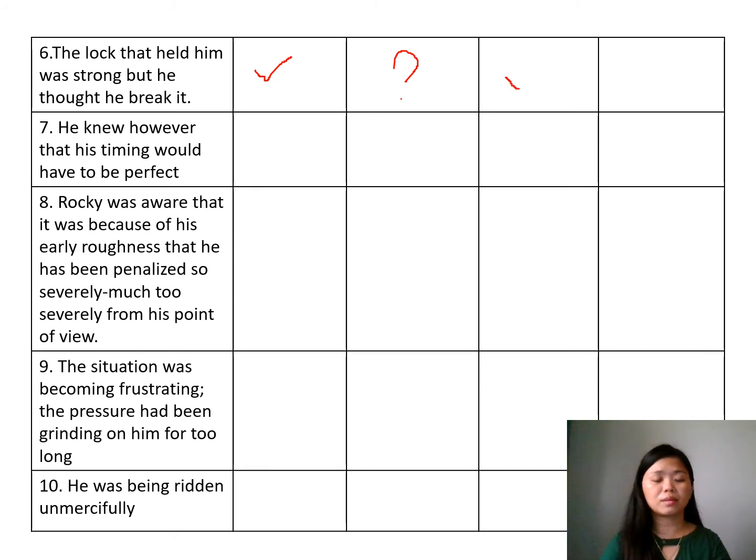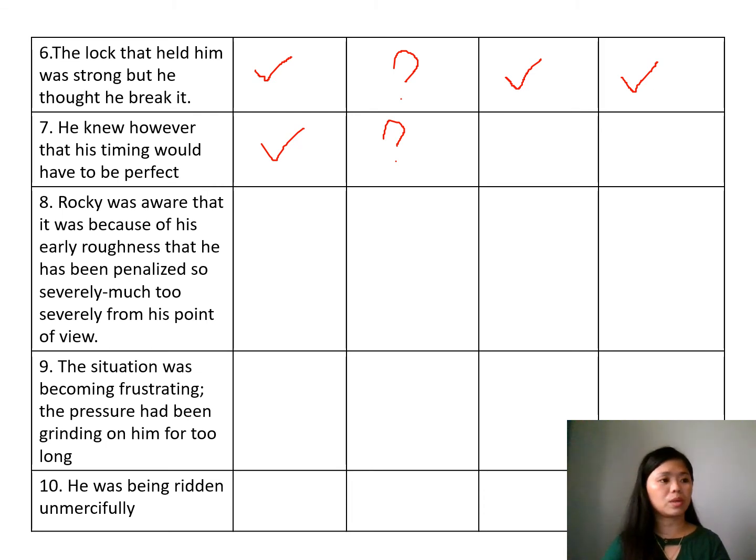Under boxing schema, check. Check. Because lock is opponent's hold. Okay. Under wrestling schema, also check. Lock is opponent's hold. Okay. Under sentence number 7, he knew, however, that his timing would have to be perfect. So, under convex schema, check. Perhaps at night or when guards relax their watch. Okay. In horse schema, question mark. When no one's watching or when a person relaxes his hold.